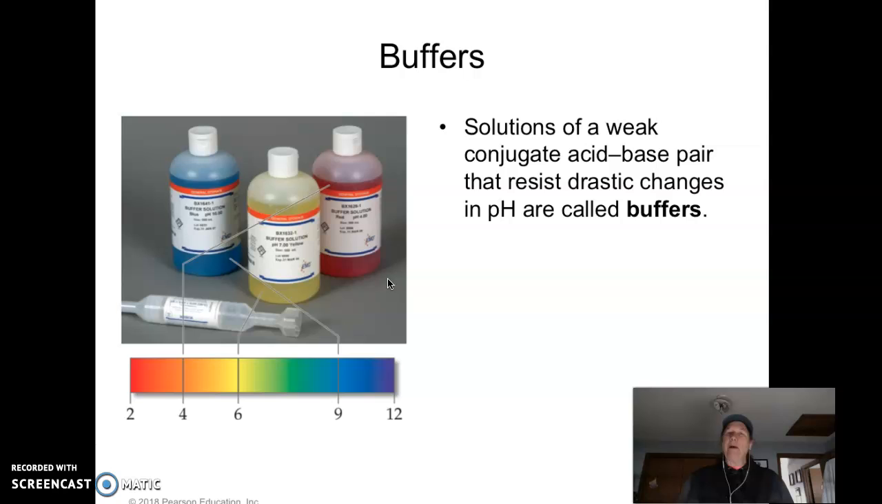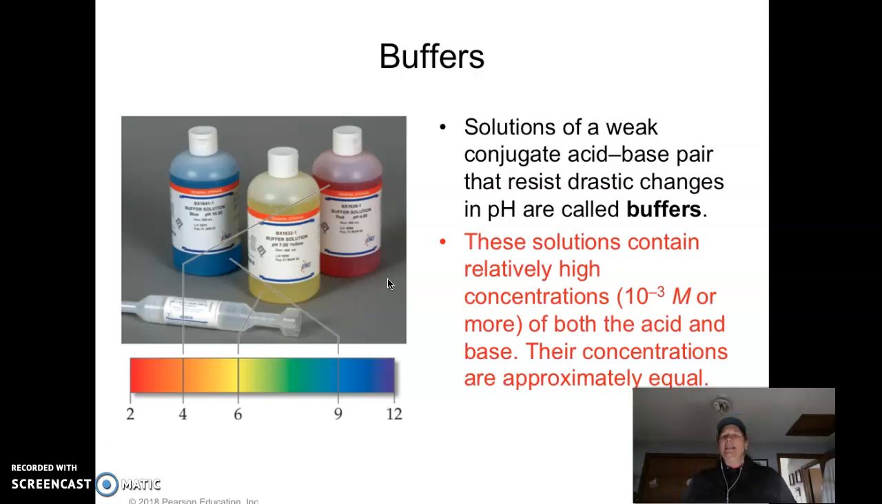So basically what buffers do is they absorb either extra hydrogen or hydroxide, so you don't get these drastic changes in pH, okay? They contain relatively high concentrations of either the acid or base, okay? And when the concentrations are approximately equal, then you're going to get a neutral solution. And again, we're going to talk more about that when we talk about titrations. But basically what a buffer does is it absorbs ions, whether they're hydrogen or hydroxide, so that you don't get this drastic change in pH, okay?